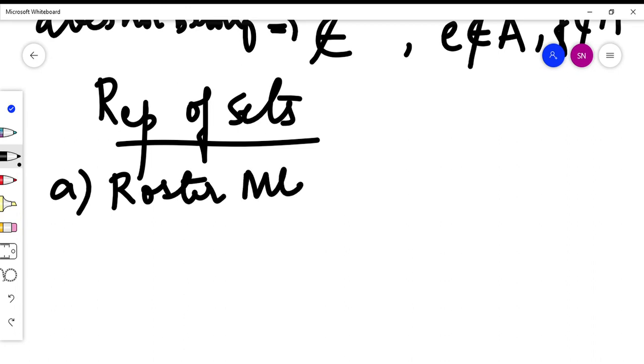See, these are all my shortcuts. Please, I'm sorry for that, but I'm used to it. So I will be using them, but please, you people use all the full forms. So the first method is called the roster method or tabular method.